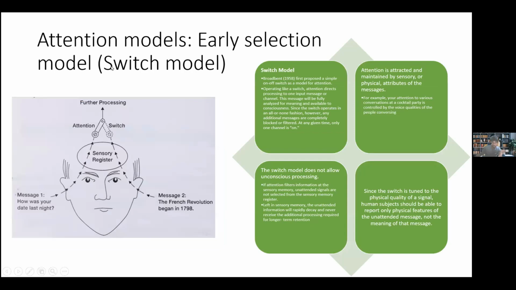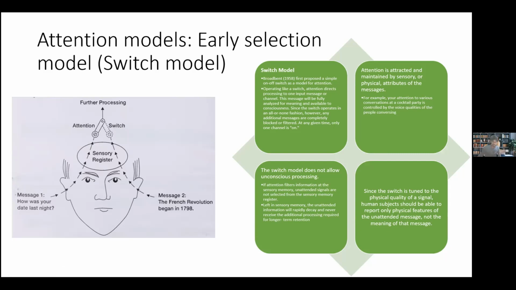So one model is the switch model in early selection. It says that we can switch between one channel and another channel, but this switch happens much earlier. When some information falls on your sensory register, maybe auditory or visual, it falls on your sensory memory. So you choose which one you want to focus on, and the remaining things you do not focus on entirely. This helps explain how you're able to talk with someone on the phone even in a noisy room, right?